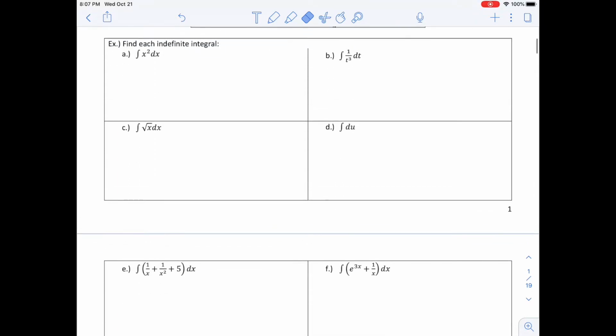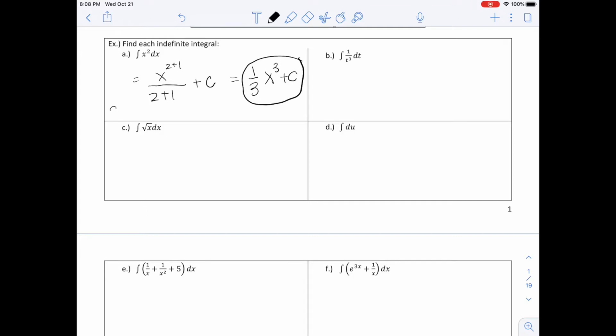The next example says find each indefinite integral. The first one is the integral of x squared dx, and this will be using our power rule. So we're going to go ahead and add 1 to our exponent. I'll write it out a little bit more this time. Divided by that same value that we have as our exponent, and then don't forget your plus c. Make sure to simplify this. You can write it as 1/3 x to the third, or you can write it as x to the third over 3 plus c. Make sure not to forget your plus c's.